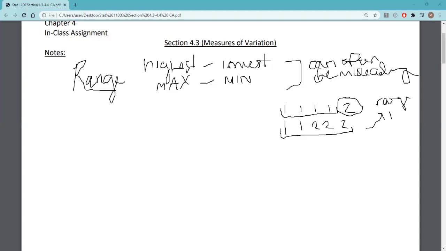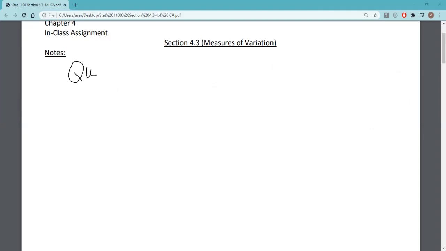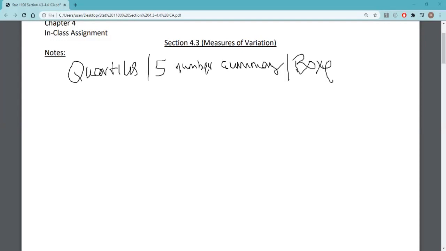Let me go ahead and clear the screen just to make a little bit more room for quartiles, just because it does take up a significant amount of space. So moving on to quartiles, which goes hand in hand with something called the 5-number summary, and then also a box plot. So all of these are tied together. Box plot can also be called box and whiskers plot.